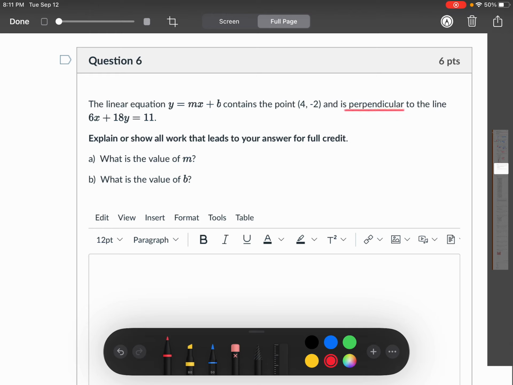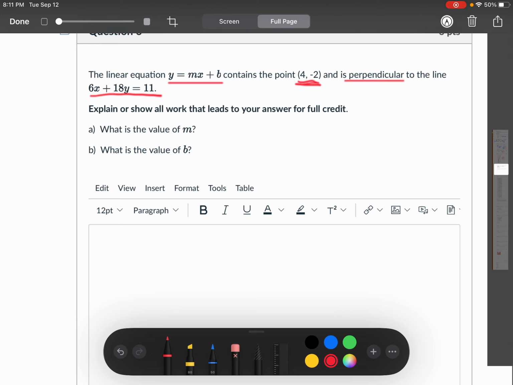Now, the first thing you have to do is that it is telling you that you want to write the equation of a line, right, which is here. And that line needs to go through this point right here. And then it needs to be perpendicular to this. So first thing I need to do is solve for y. Okay, so I would then solve for y here. So this would be my work on paper, okay? I would start off by subtracting 6x from both sides. And then I would divide by 18.